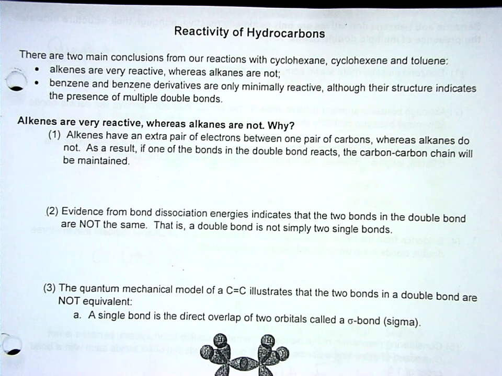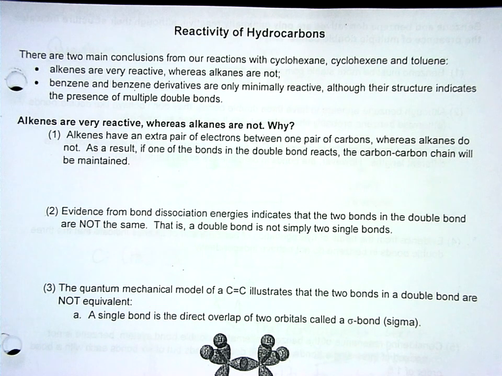Firstly, alkenes are very reactive, whereas alkanes are not. So why would that be the case? Okay, so one thing that we can kind of realize is that alkenes have an extra pair of electrons between one pair of carbons, whereas alkanes do not. Okay, we saw this true when we were producing polymers there in the kinetics unit, that things with double bonds tend to be able to react because they maintain a bond in between those carbons, even if you remove the second bond in that double bond.